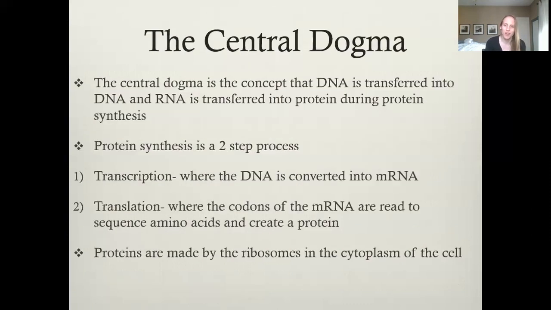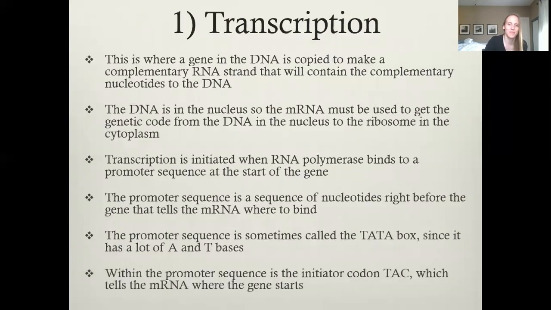This is the central dogma of protein synthesis. It's essentially the idea that you convert DNA into mRNA and then mRNA into amino acids, and that's how you make a protein. So the first part of that, converting DNA into mRNA, is called transcription. And then converting the mRNA into amino acids is called translation. And like we said before, this is done at the ribosomes, which are in the cytoplasm of the cell. So we'll start with transcription.